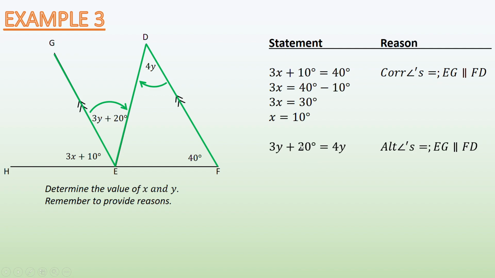And then all I'm going to do is get my like terms. So I'm going to keep the 20 on this side. I'm going to bring the 3y over and subtract it. So 4y minus 3y will give me just y. So y is equal to 20 degrees.